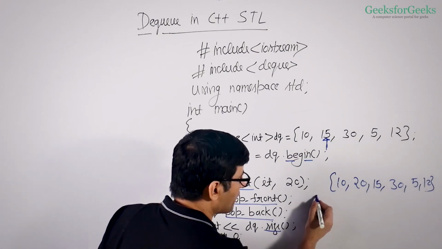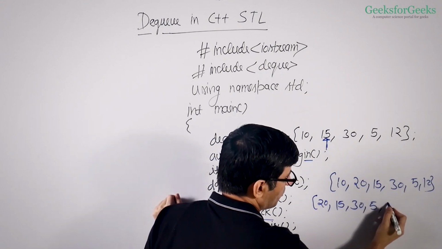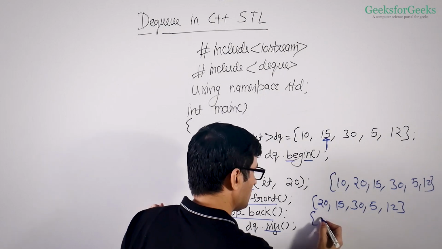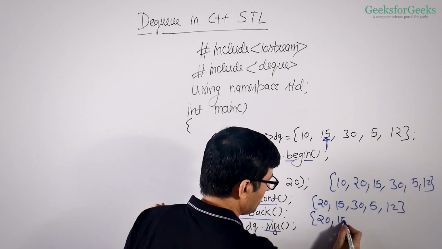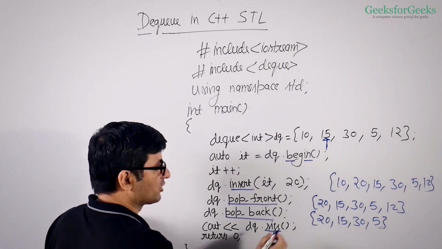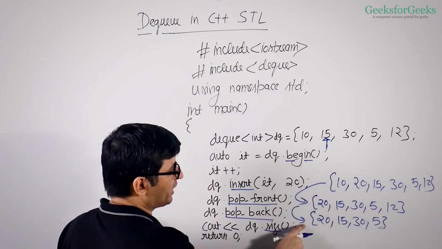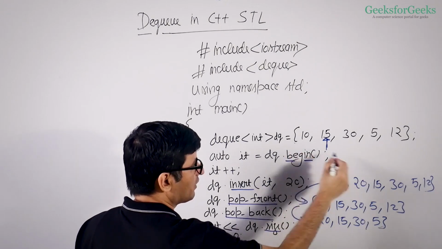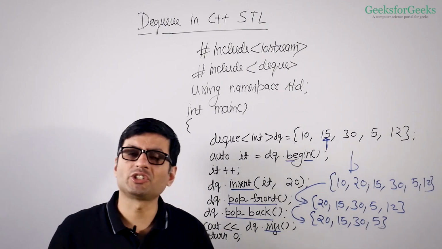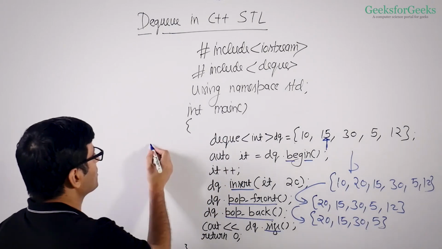Pop back, opposite of push back, removes the last item. So pop front modifies your DQ to 20, 15, 30, 5 and 12. And pop back modifies it to 20, 15, 30, 5 only. 12 is removed. So this is what is changed from here to here by pop front. This is changed from here to here by pop back. And from here to here by the insert function. DQ.size tells you how many elements are there in your DQ. So at this point you have 4 elements. So the output of this program is going to be 4.